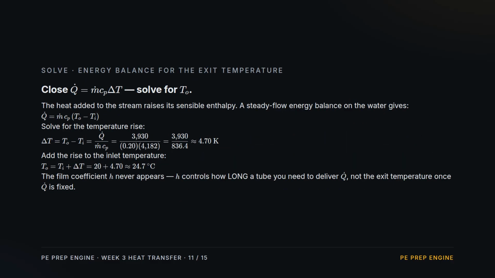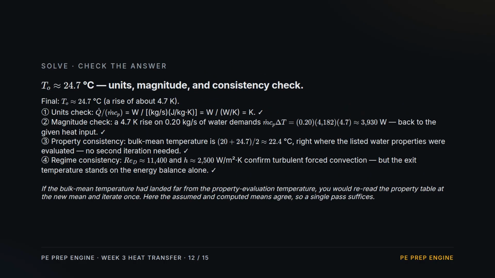Now the energy balance. The heat added raises sensible enthalpy, so a steady flow balance gives Q dot equals mass flow times specific heat times the temperature rise. Solve. Delta T equals Q dot over m dot Cp, about 4.7 Kelvin. Added to the 20-degree inlet, that gives an exit of about 24.7 Celsius. Notice h never appears. It sets the tube length you need, not the exit temperature once the heat rate is fixed. Final answer: exit temperature about 24.7 Celsius, a rise of roughly 4.7 Kelvin.